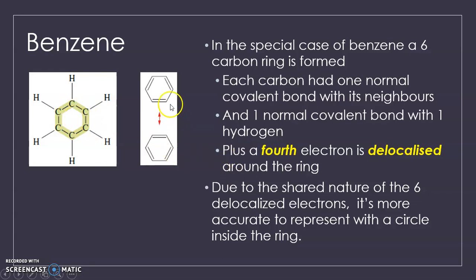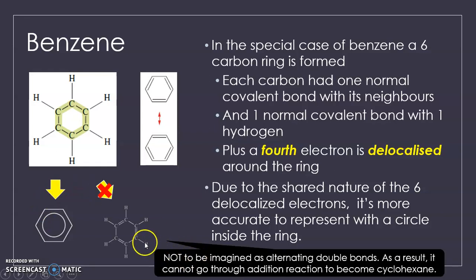So instead of representing benzene in this kind of way, although they were represented in this way initially, it is more accurate to use a circle inside the ring to represent the shared nature of the 6 delocalized electrons. Okay? So please do not imagine benzene as a 6 carbon ring with alternating double bonds. The 6 electrons are in the middle, shared by all 6 carbons. They are not double bonds between these carbons.